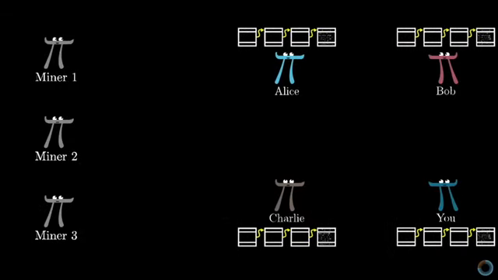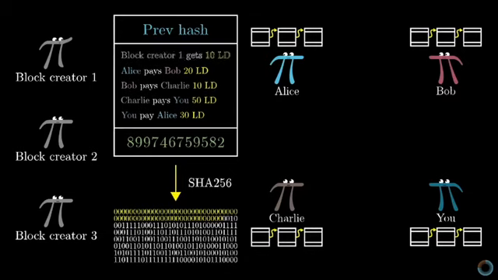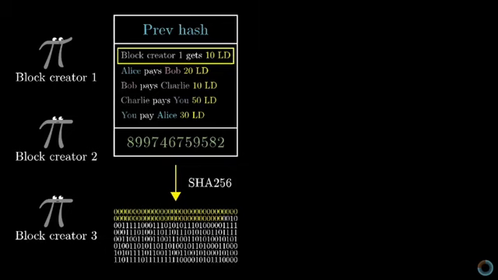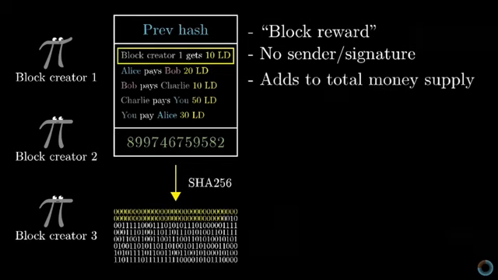To reward a block creator for all this work, when she puts together a block, we'll allow her to include a very special transaction at the top of it, in which she gets, say, 10 ledger dollars out of thin air. This is called the block reward, and it's an exception to our usual rules about whether or not to accept transactions. It doesn't come from anyone, so it doesn't have to be signed, and it also means that the total number of ledger dollars in our economy increases with each new block.